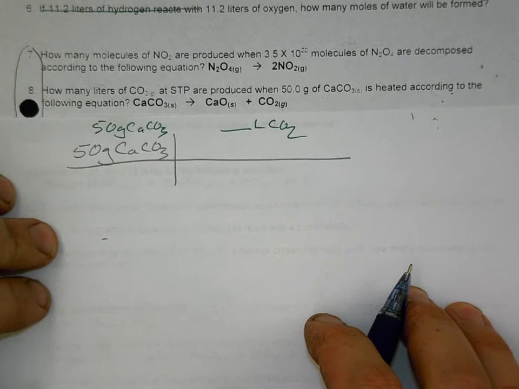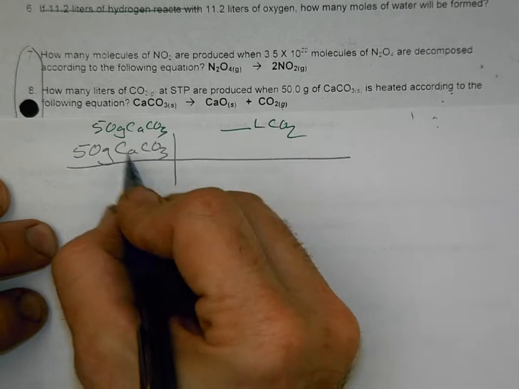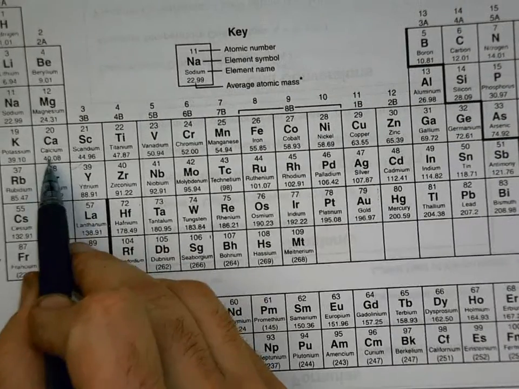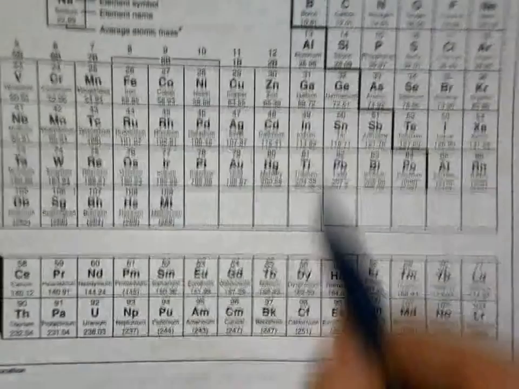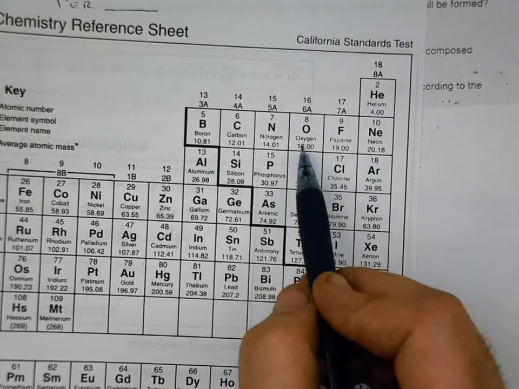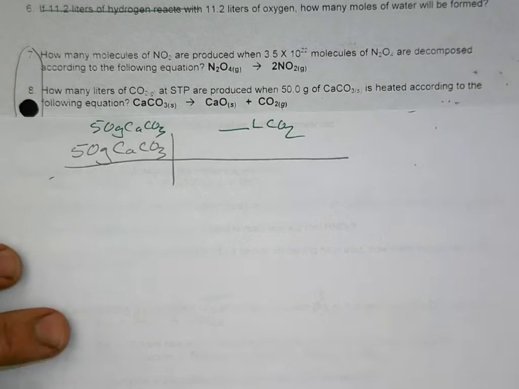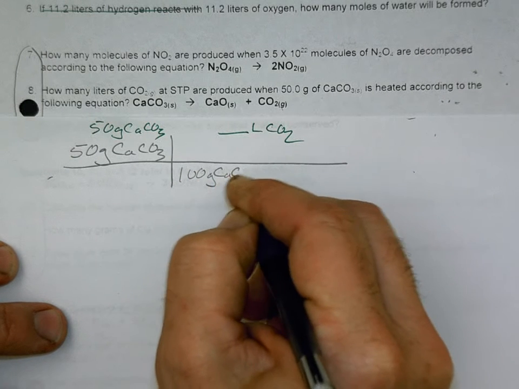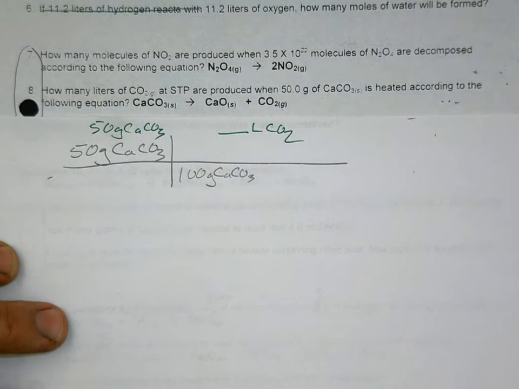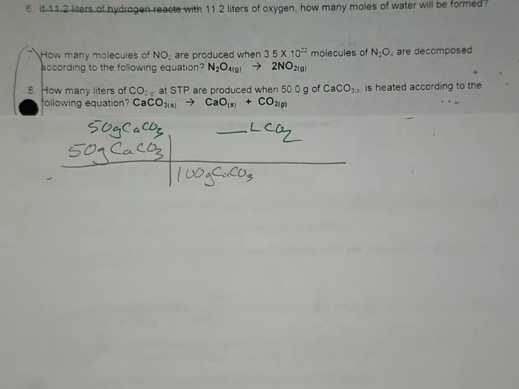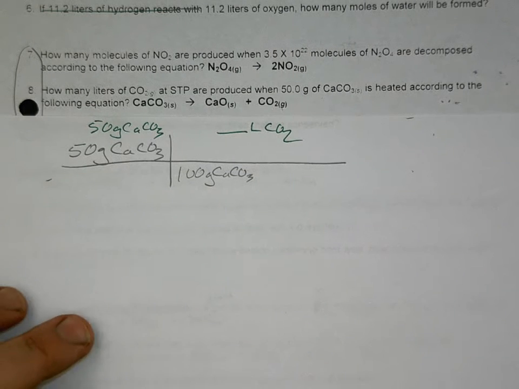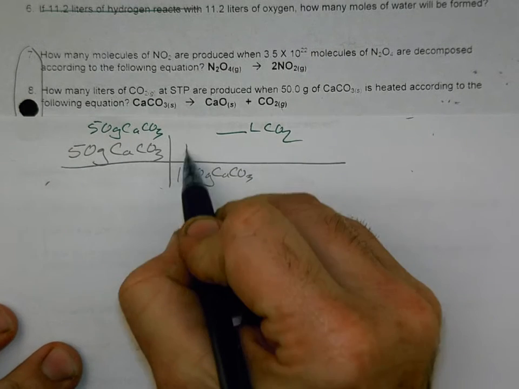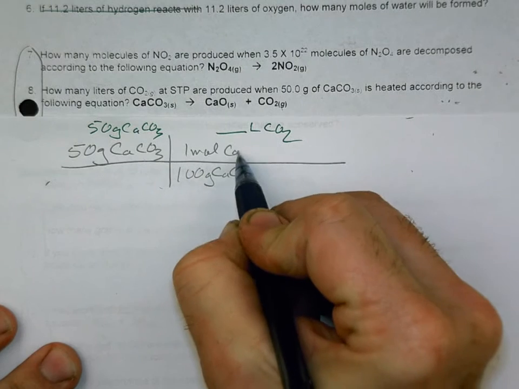Got 100? Because you were able to get that by looking on your periodic table and seeing that calcium is 40, and then we had carbon is 12, and then we had 3 oxygens. When you add those all up, we get 100 grams of calcium carbonate. Now that'll be a bummer on the test because you're not going to have your reference chart. You'll have to be prepared to add up molar masses. And that'll be 1 mole of CaCO3.